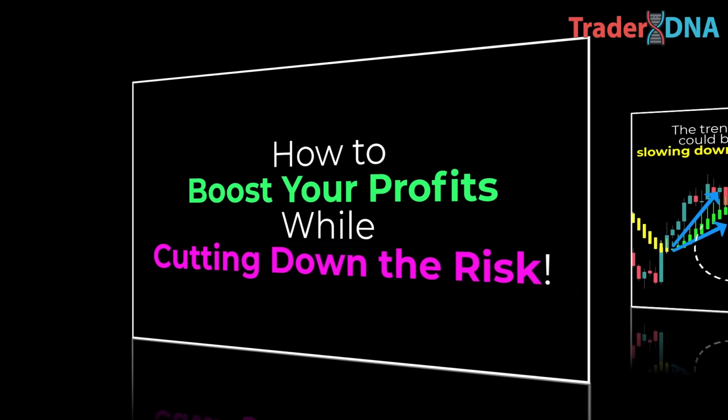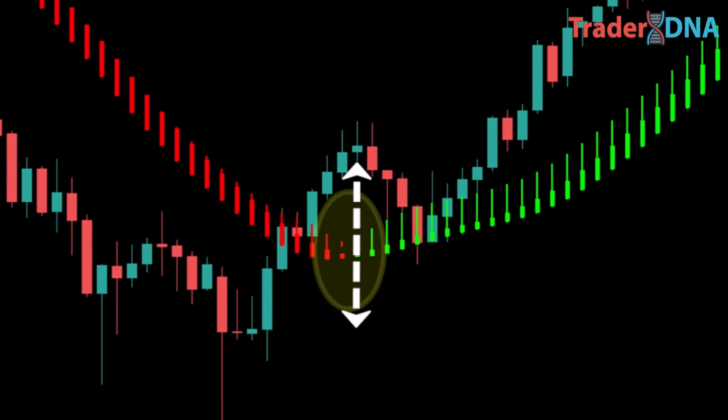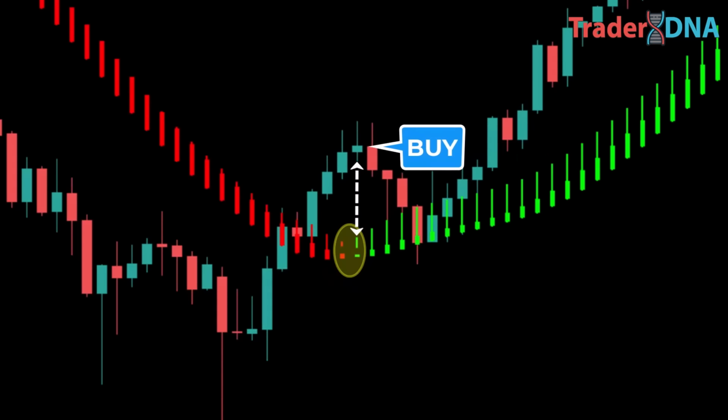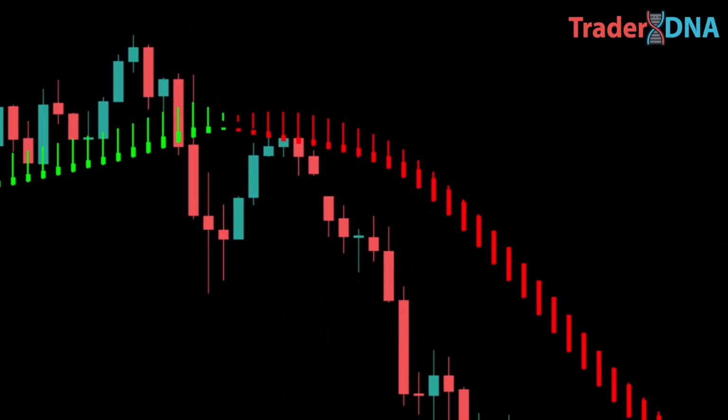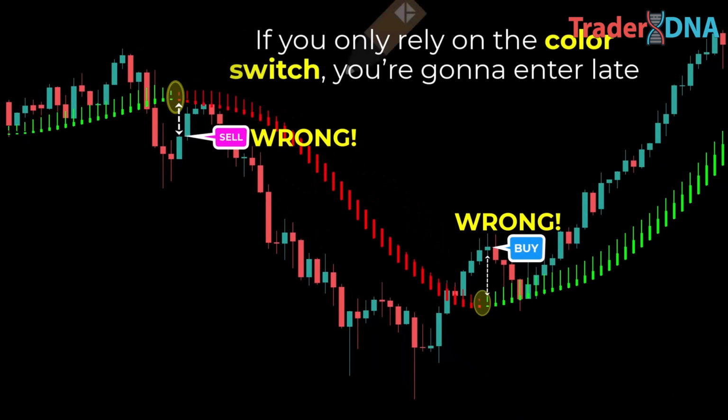Listen up, because this part is crucial. Just because a candle flips from red to green doesn't mean you should instantly YOLO into a buy trade. And the same goes for green to red. You don't just slam a sell button because of one colour change. That's how beginners get wrecked. Here's the deal. If you only rely on the colour switch, you're going to enter late, and by the time you jump in, the big move already happened. That means you're catching the leftovers instead of the main feast, and nobody wants that.